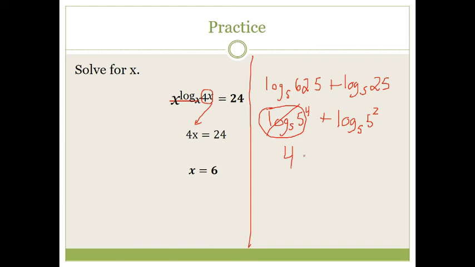Same thing here. We have log base 5 of 5 here, that cancels out. That's 1. I'm just left with the 2. So this problem simplifies down to 4 plus 2, which is 6. Alright, and if you recall on the previous slide, that is the same answer that we got.